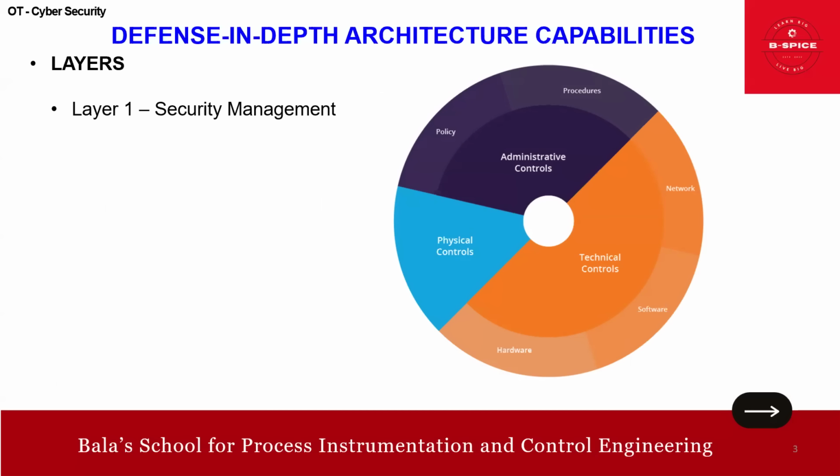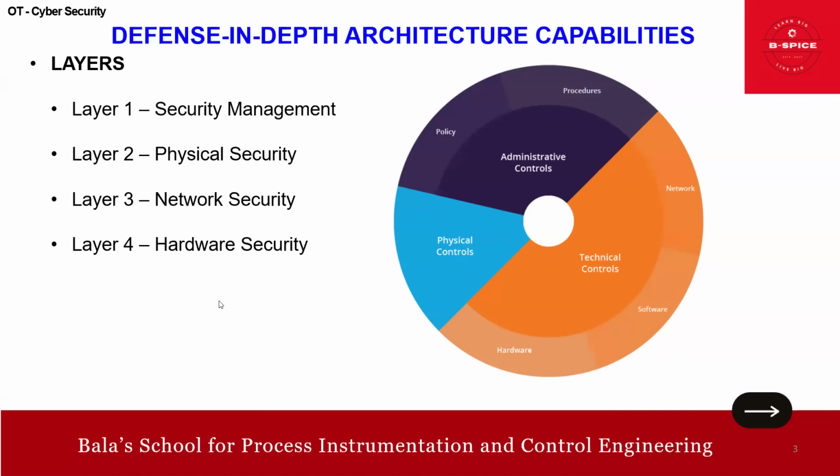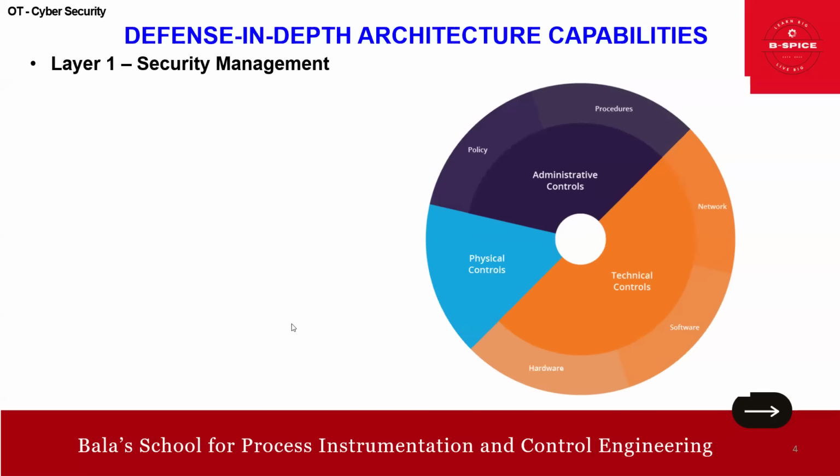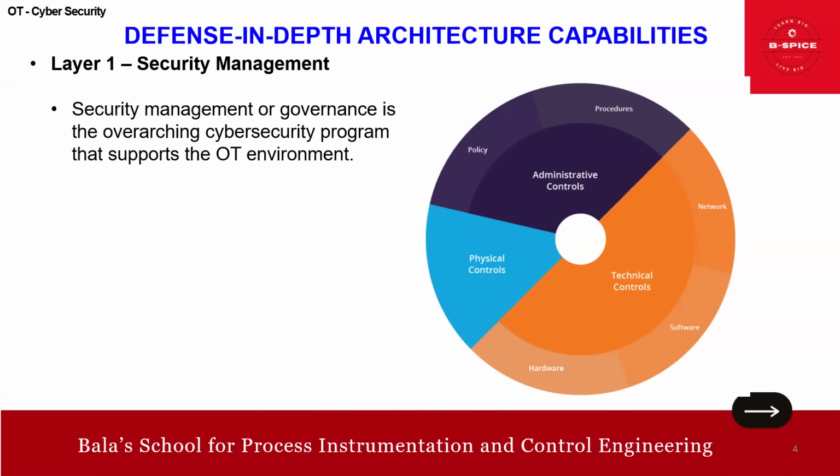As I said earlier, layer one is more on administrative policies and procedures, security management. Layer two is more on physical controls, physical security. Layer three is on the network aspects, very important. I'm going to cover that in the next video. Layer four talks about the hardware, and layer five, also very important, is about the software. Okay, right, so let's get started with layer one, security management.